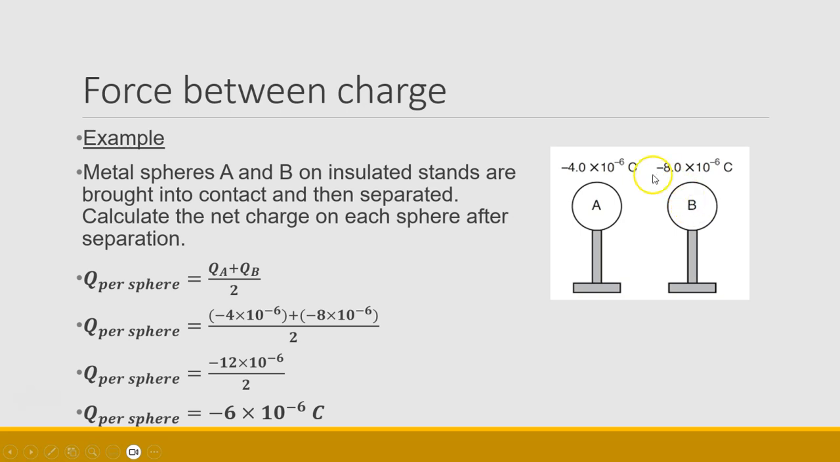So these are the original or initial charges on sphere A and sphere B. And once they've been made to touch and separate, their new charge per sphere, meaning that both sphere A and sphere B will have the same charge of minus 6 times 10 to the minus 6 coulombs.